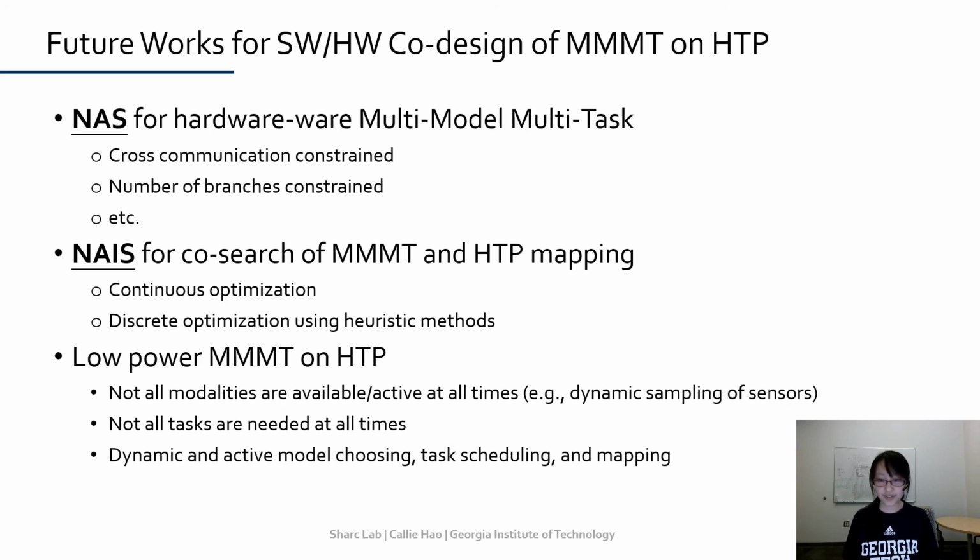Last but not least, an interesting direction that we care about is low power multimodal multitask learning. For example, on wearable devices, we really care about the power budget, and actually not all the modalities are available or active or necessary at all times. For example, there is a technology called dynamic sampling of sensors, trying to save some power. And similarly, not all the tasks are needed all the time. So we may also want to do dynamic task choosing, scheduling, and mapping.